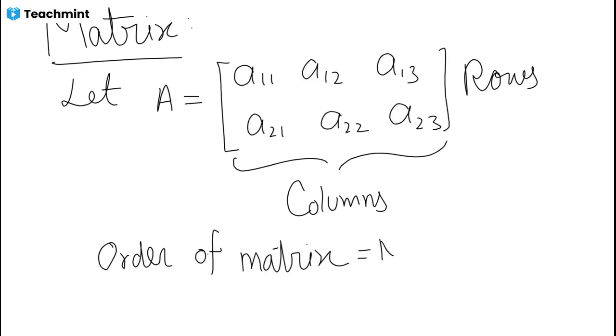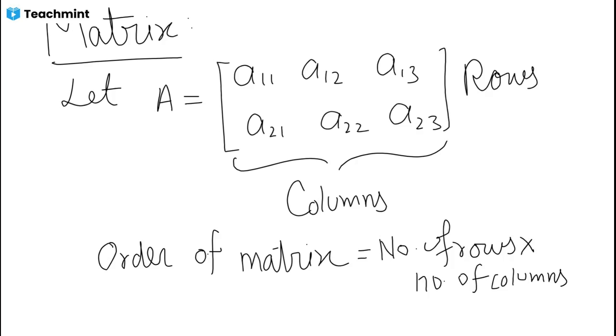Now let us understand the order of a matrix. Order of a matrix is equal to number of rows into number of columns. Here we have two rows and three columns. So we read this order as 2 by 3. Don't read it as 6. Just read 2 by 3. Got it?